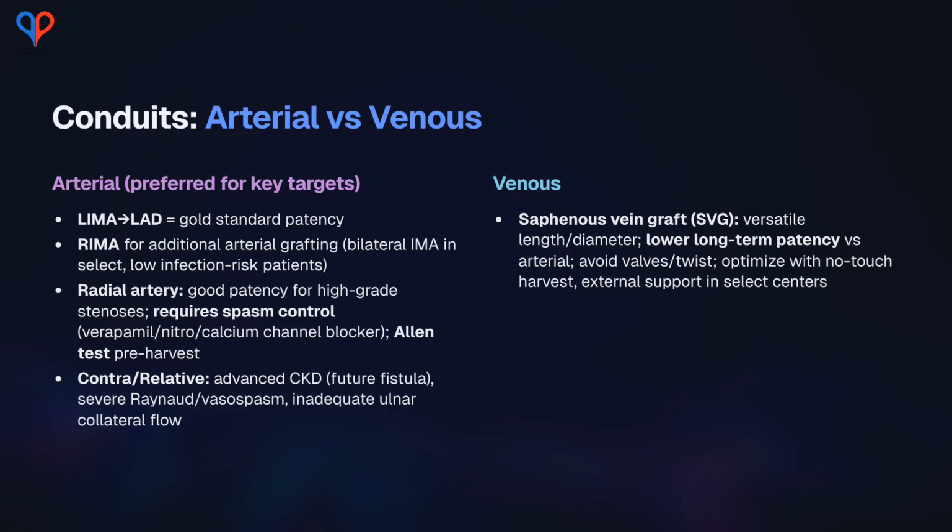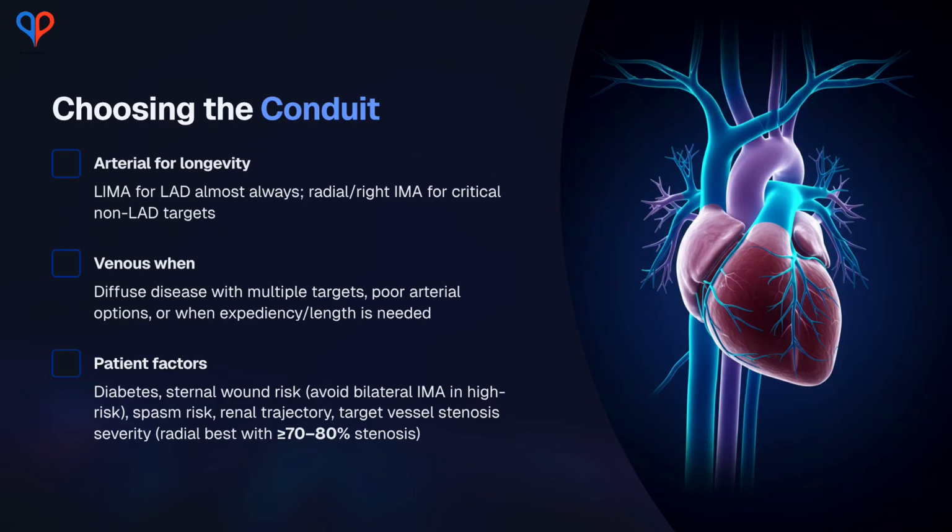The saphenous vein remains versatile but shows lower long-term patency. In younger patients, arterial grafts, like the internal mammary artery, are strongly preferred due to their superior durability and patency over decades. We prefer arterial grafts when longevity matters, especially for the LAD. We choose veins when reach, number of targets, or patient-specific constraints limit arterial harvest. Age, diabetes, sternal wound risk, spasm tendencies, future dialysis needs, comorbidities, and stenosis severity all influence the plan.